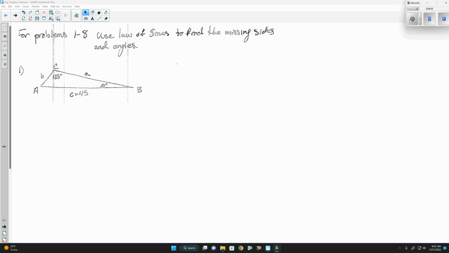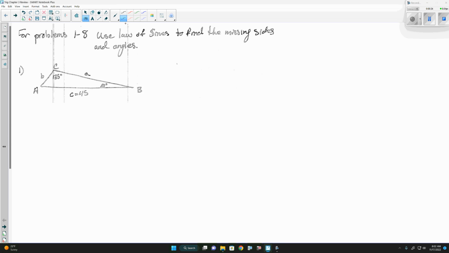All right, guys, so we're looking at this here. Problems 1 through 8 use law of sines to find the missing sides and angles. And again, you will be allowed to use the reference sheet on the test. I would definitely use that for these, because it does help you determine how many solutions we'll have and kind of what formulas we should be using.